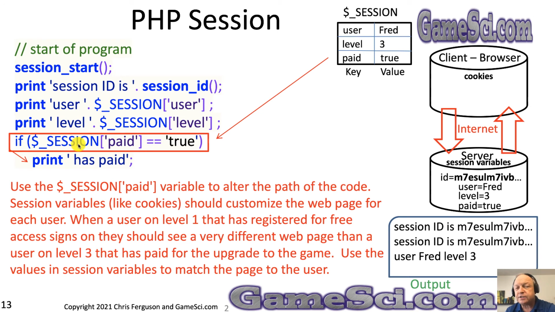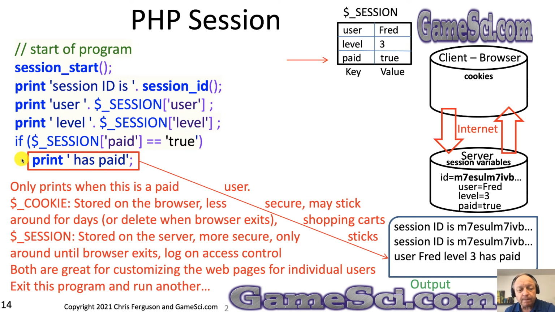If $_SESSION of paid equals true. Use the $_SESSION paid variable to alter the path of the code. Session variables, like cookies, should customize the web page for each user. When a user on level 1 that has registered for free access signs on, they should see a very different web page than a user on level 3 that has paid for the upgrade to the game. Use the values in the session variables to match the page to the user. It's all about customization, both with cookies and session variables.